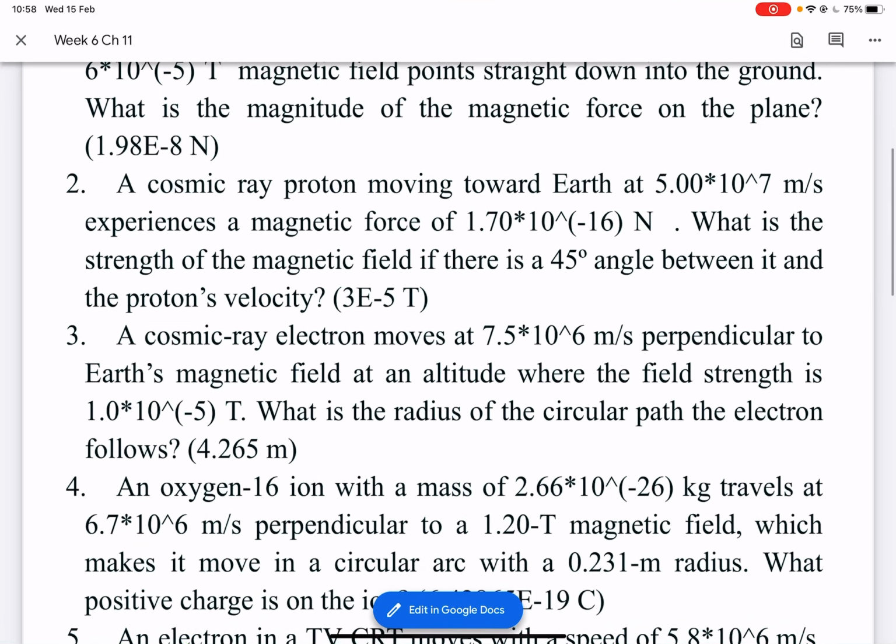For the second question, the speed is given, the force is given, and the angle is given. So we have to find the magnetic field. So let me write it down. In the second problem, we have to find the B.